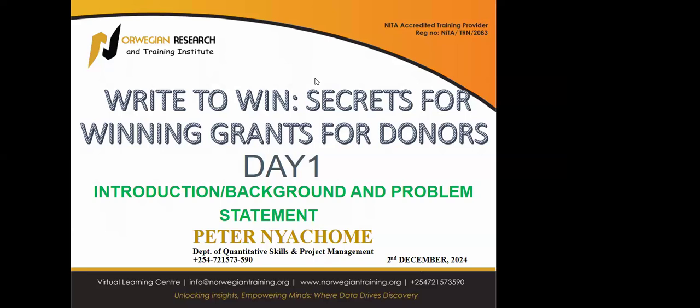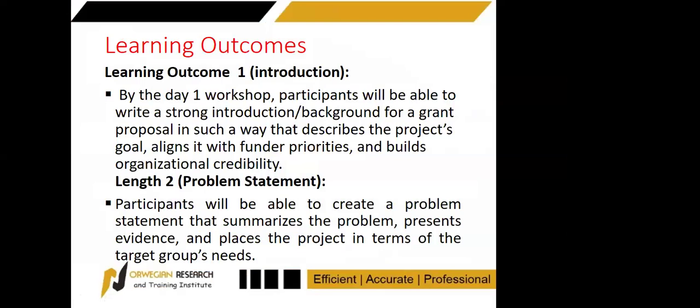So now, the instance here is a book. This book is entitled Right to Win, Secrets of Winning Grants for Donor-Funded Projects. This is one of my books, and I'm trying to share with you some of what is in it. Okay, so let's move to the learning outcomes.